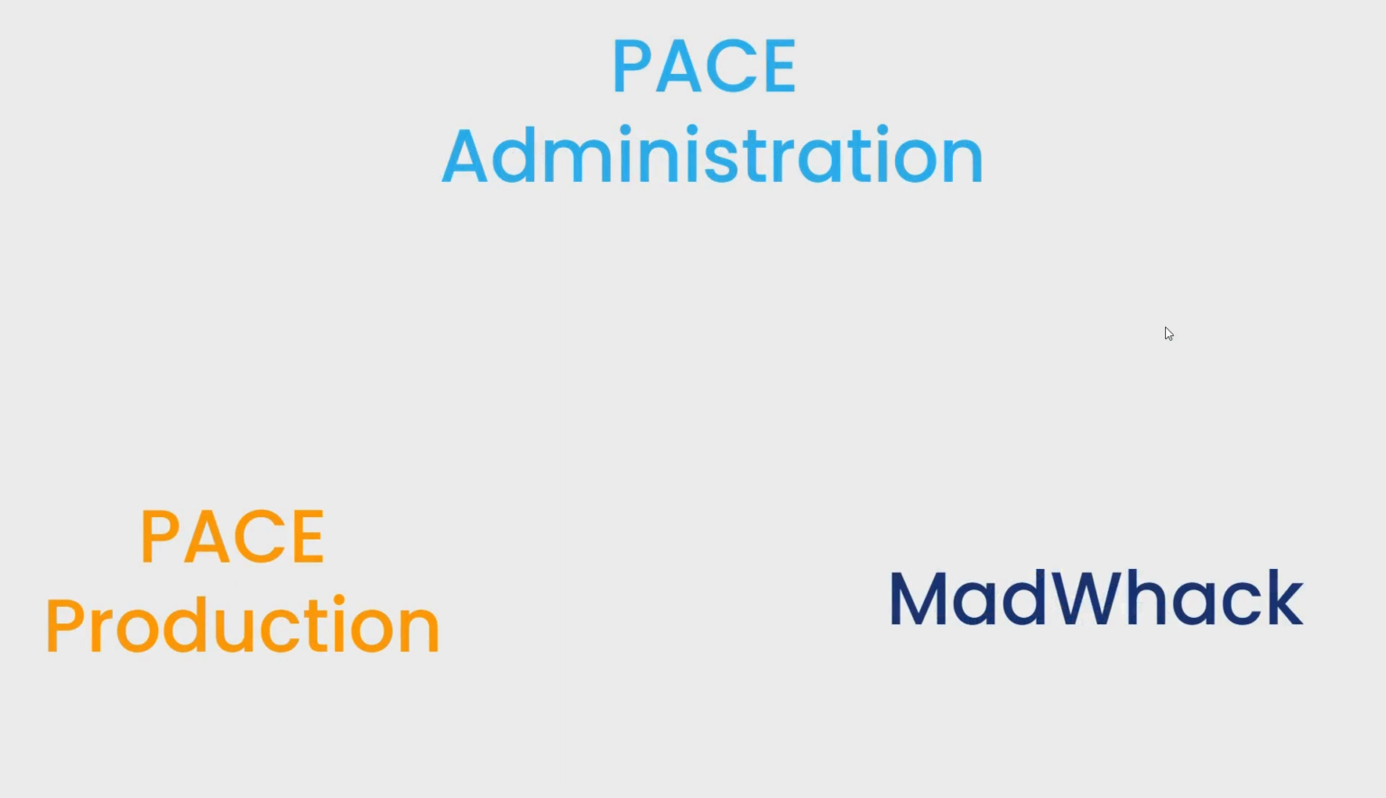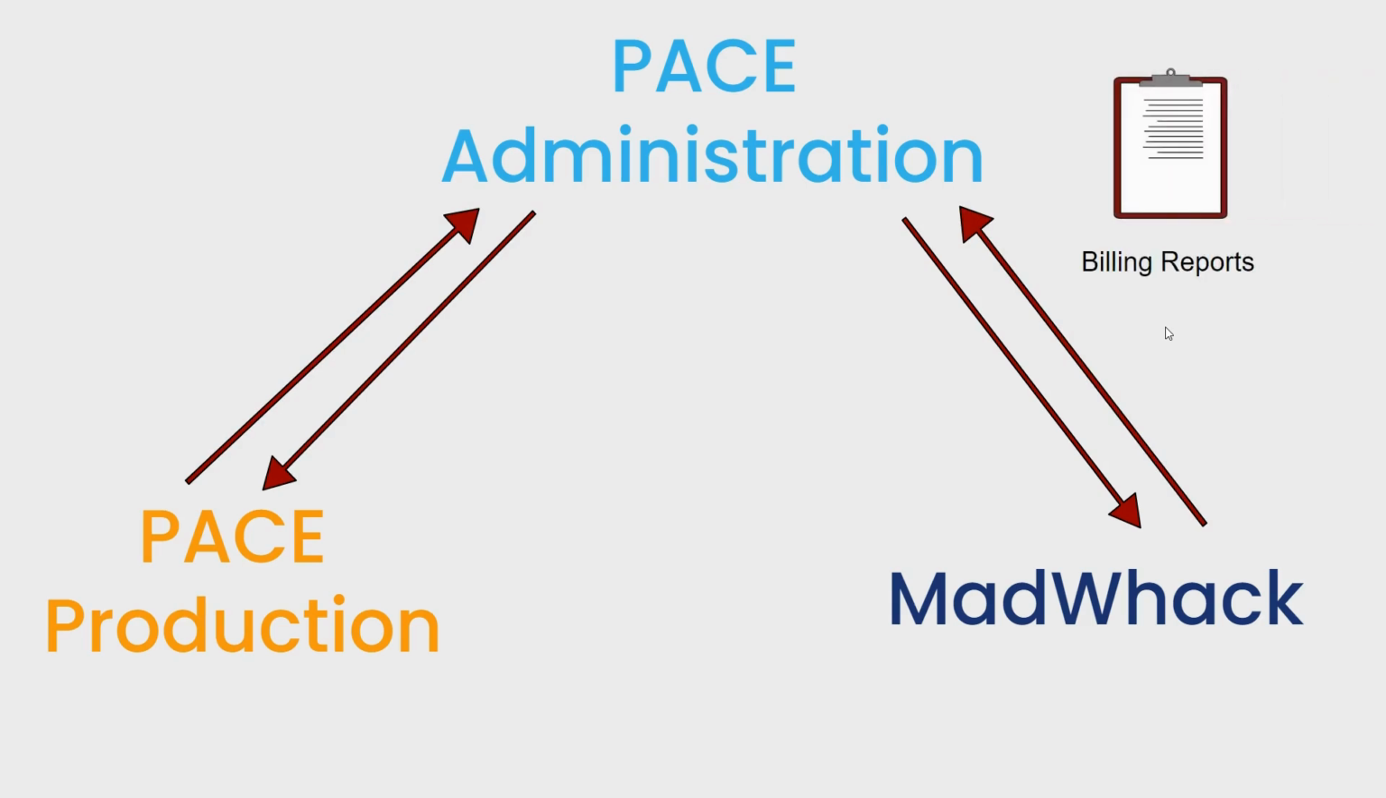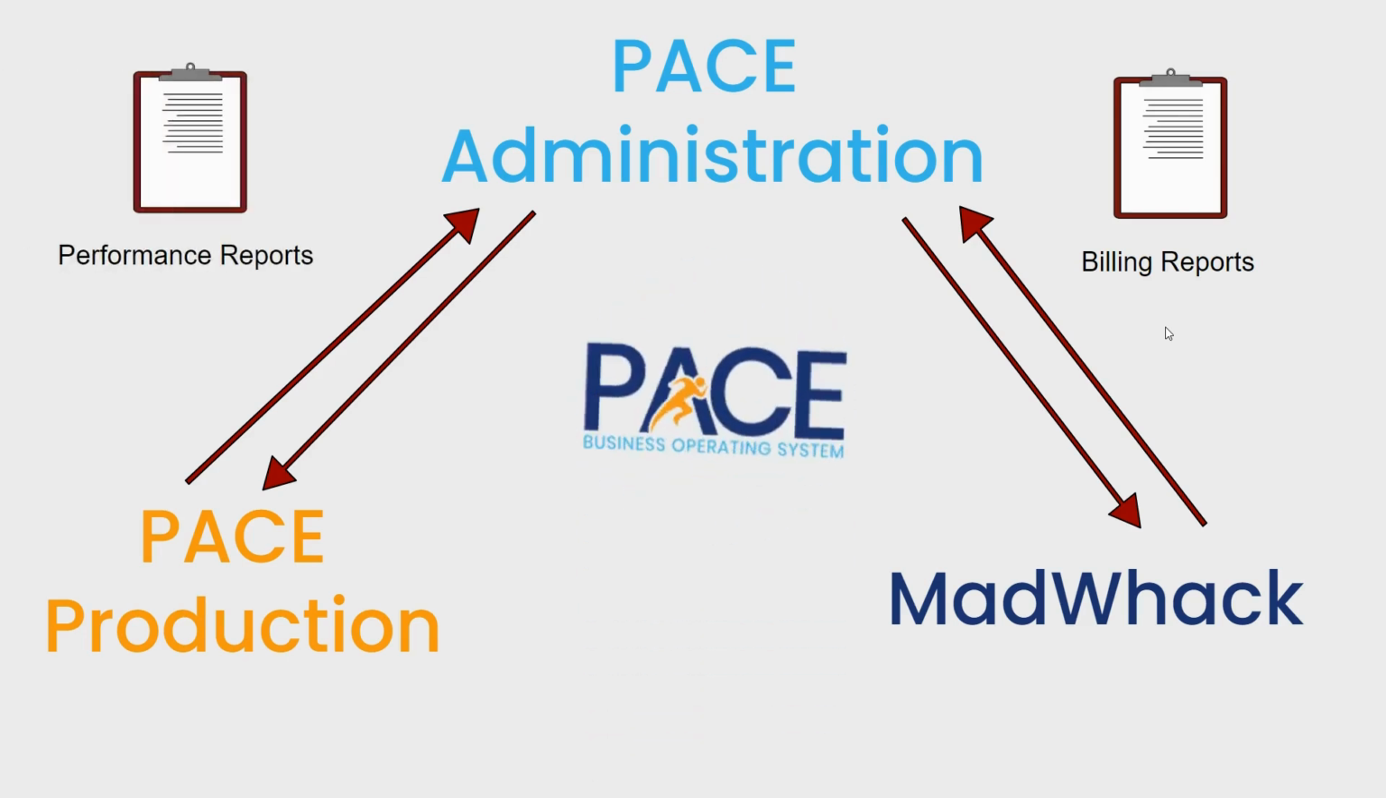A supervisor sets up a project in PACE admin. The relevant information is shared with PACE production for paper processing tasks and to MADWAC for data entry tasks. As the tasks are completed, metrics captured in PACE production and MADWAC become available to use in PACE administration for billing and performance reporting. This gives you the data you need to make fact-based business decisions.